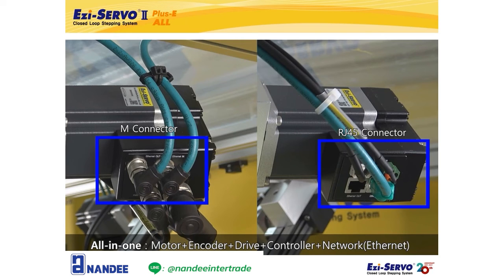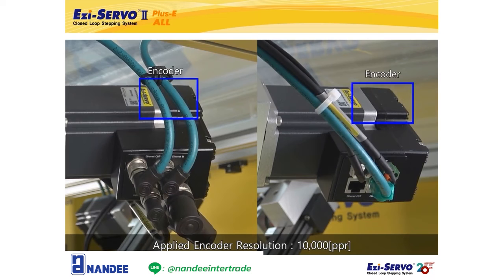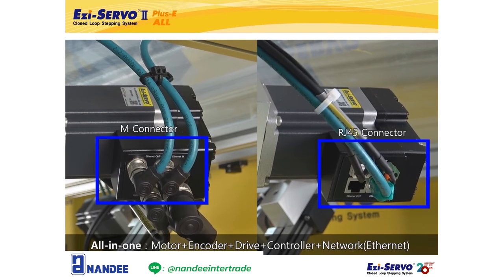The resolution of the encoder applied to this demonstration is 10,000 ppr, and you can select the resolution up to 20,000 ppr. Since it is an all-in-one type product that combines a motor, a high-resolution encoder, a drive, a motion controller and Ethernet network, it does not require a separate space for the drive, which saves space. In addition, there is no need for a motor cable or an encoder cable, which saves wiring.